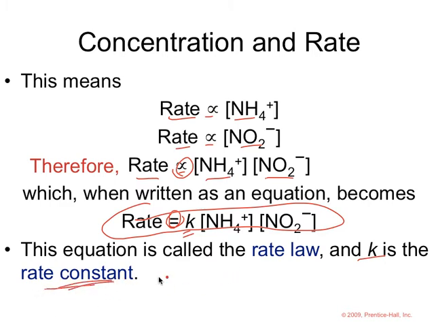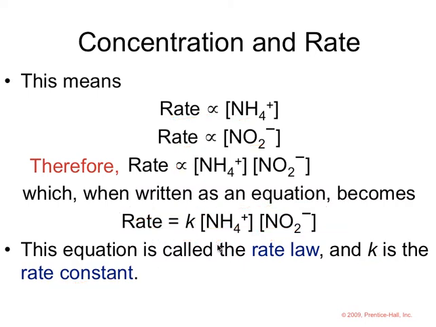This k remains constant for any given temperature. If I change the temperature, I'm going to change that k. All right, so for any given temperature, if I know the concentrations of the reactants and I know the k, I can calculate the initial rate. If I know the rate and I know the concentrations, I can calculate the k. There's a lot of things that we can do with this equation.